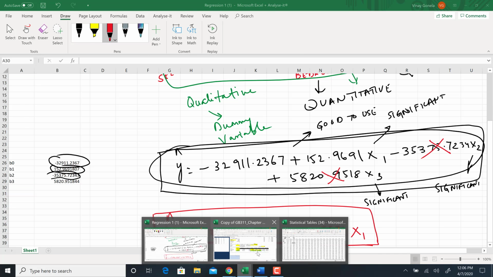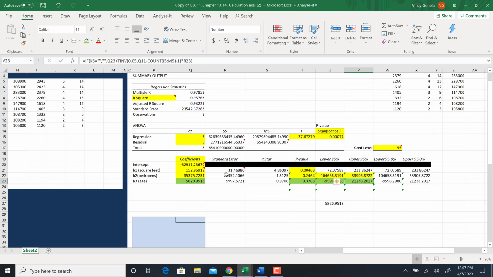So again, if they ask you, this is how you are going to solve. If they ask you for the confidence interval, whether 95% or 99%, you can just change it here. The lower 95 and upper 95 will always be the same. If you wanted 99%, you will just put 99 here and you'll get the 99% confidence interval for all the three slopes.